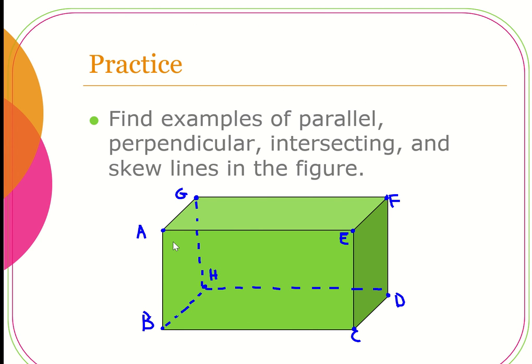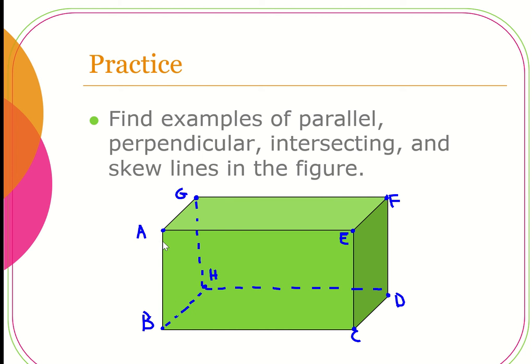All right, so parallel lines, there's a lot here. I'm just going to give you one pair, EC and FD. That's one pair. I'll give you another pair here. How about HD and BC? For lines to be parallel, they must be in the same plane, meaning the face of the box. You touch the face of that box, right?